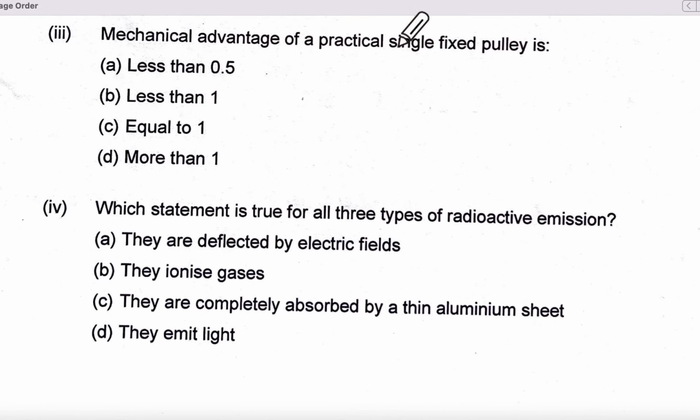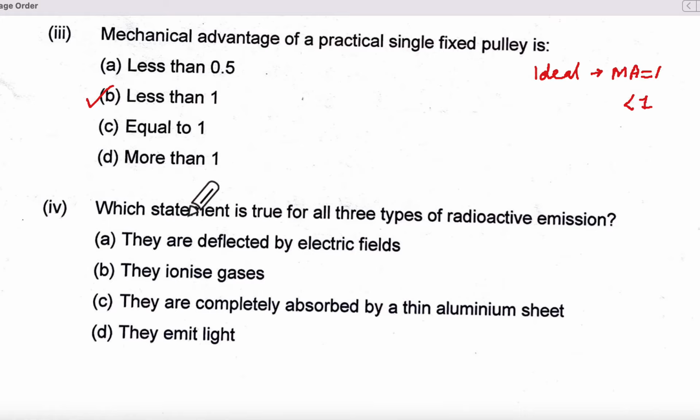Mechanical advantage of practical single fixed pulley. Practical fixed pulley, if it is ideal, fixed pulley means mechanical advantage will be 1. But practical means MA will be less than 1. Where is less than 1? B.